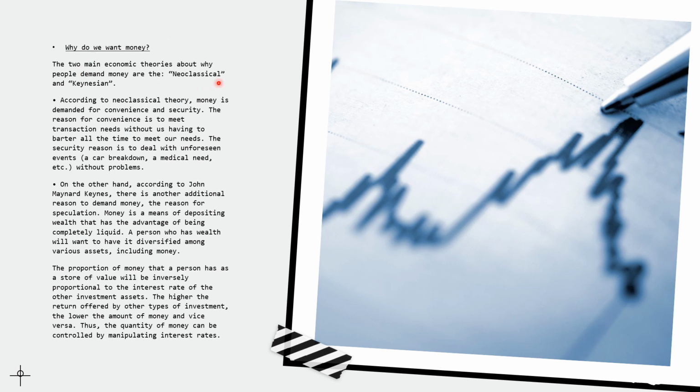Why do we want money? Okay, there are two theories to answer this question. The first is the neoclassical, that says basically that the money is demanded for convenience and security. And then is the Keynesian, that says that according to John Maynard Keynes, there is another additional reason to demand money, and this reason is speculation. Money is a means of depositing wealth that has the advantage of being completely liquid. A person who has wealth will want to have it diversified among various assets, including money.